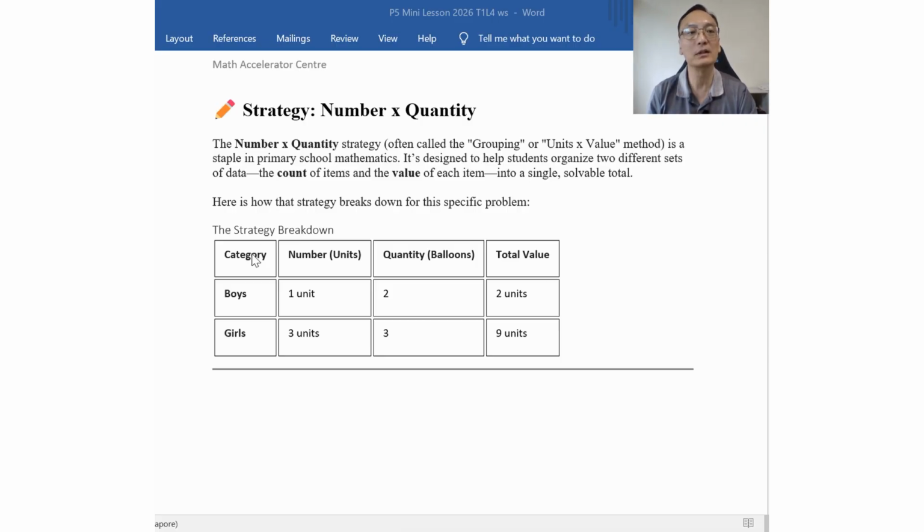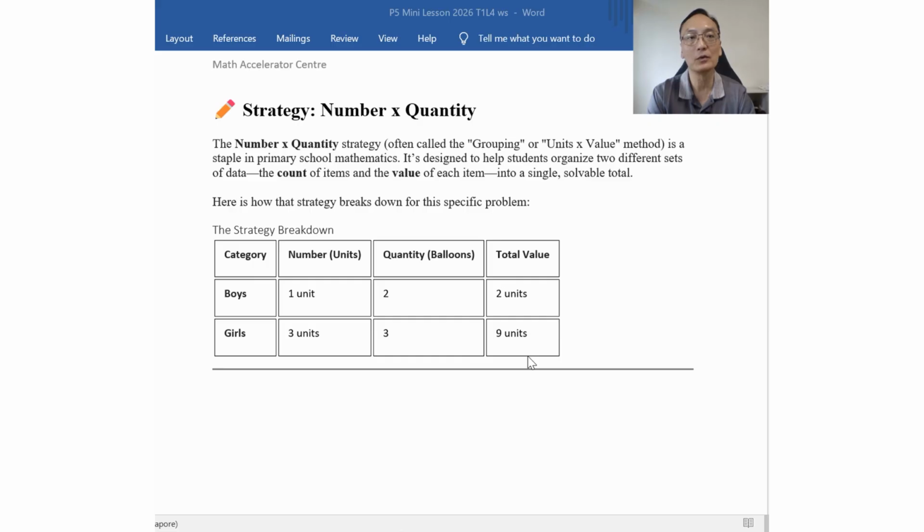First, we have the category column where we list out the two different groups. In this case, it will be the boys and girls. The next column will be the number or the units for the groups. Example, we have 1 unit of boys and 3 units of girls. The third column will show you the quantity, in this case, the number of balloons given to each boy and each girl. The last column is the total value, where we multiply the number or the units with the quantity of the balloons. Example, 1 times 2 will give you a total value of 2 units, and 3 times 3 will give you the total of 9 units.